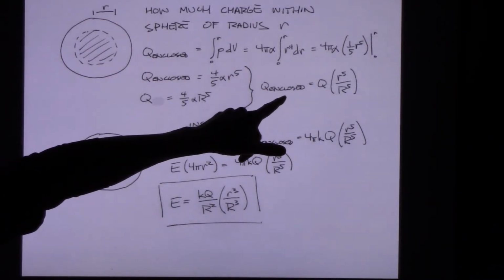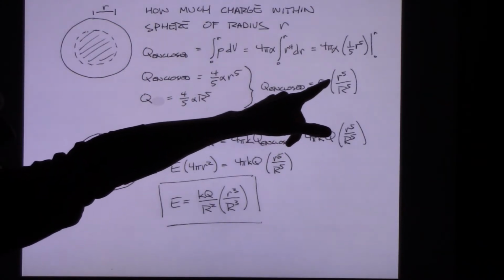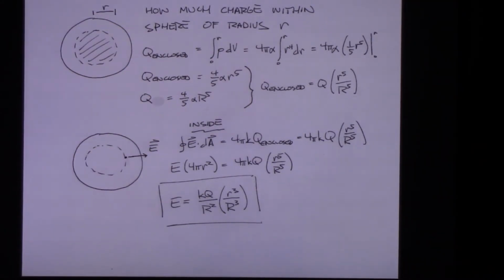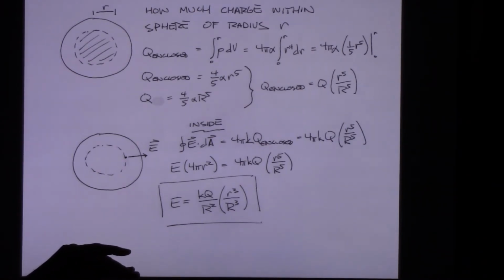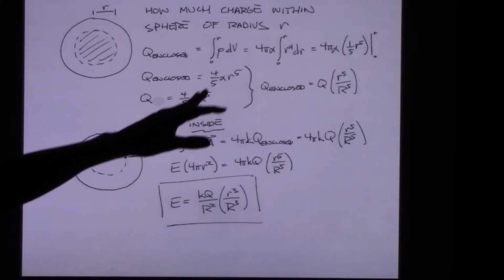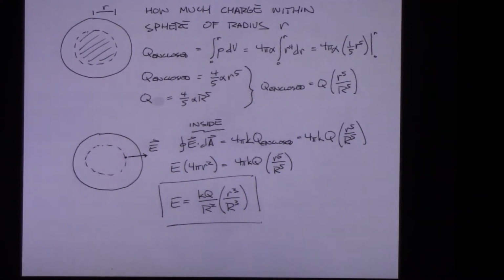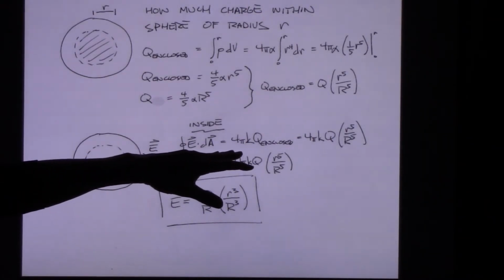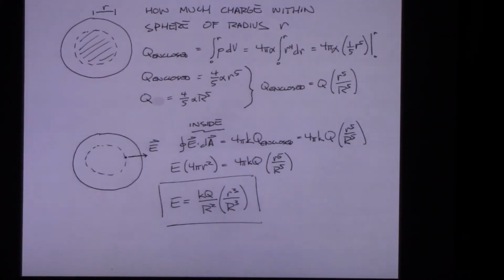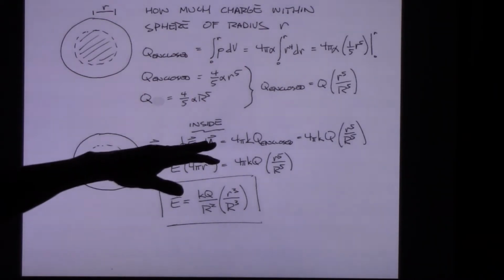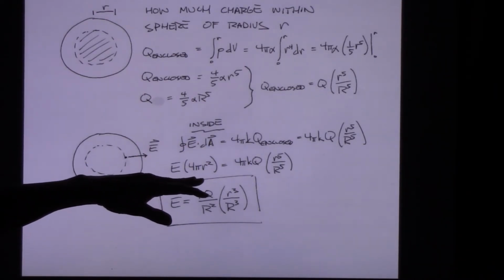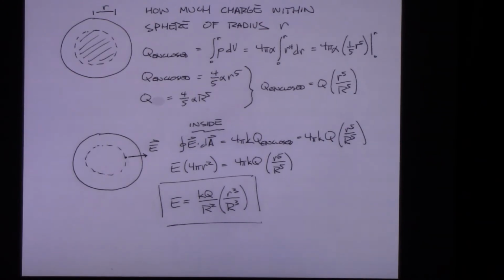That says the enclosed charge is the total charge times little r to the fifth over big R to the fifth. Now, the alphas canceled out, so we can now work in terms of the total charge on the sphere. Once we've done that, we bring in Gauss's law, and we set things up kind of like we've done in these other examples. The left side, again, integrates out to be the electric field times area, 4 pi little r squared.